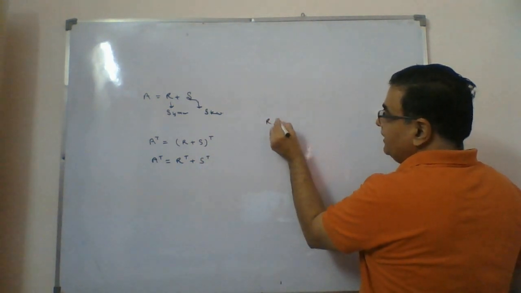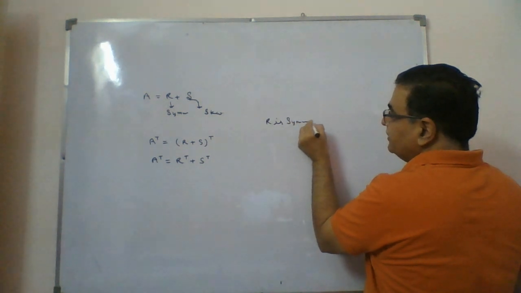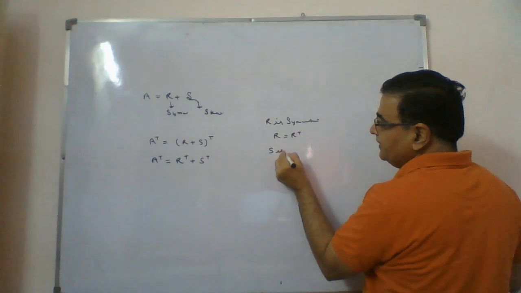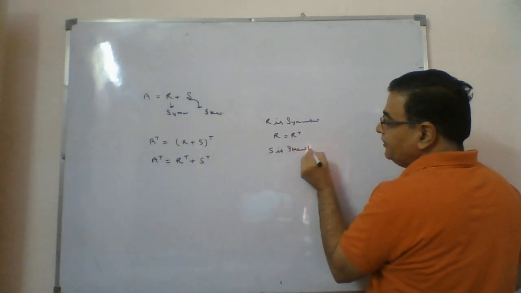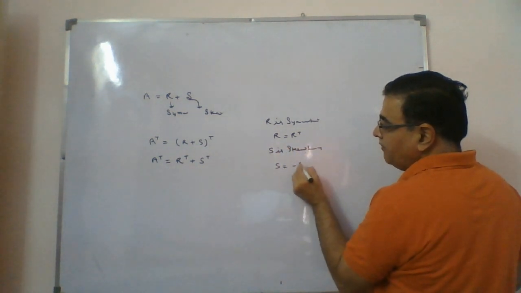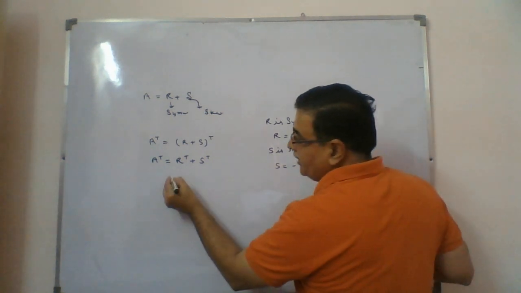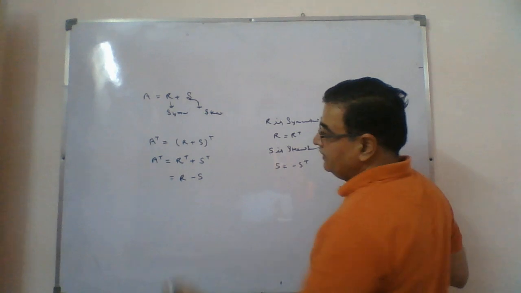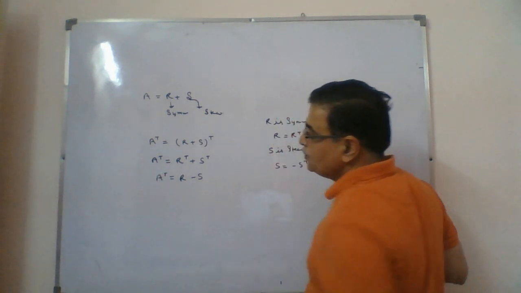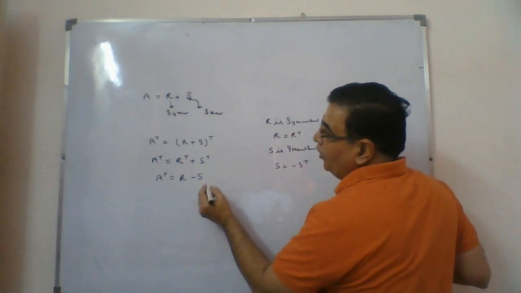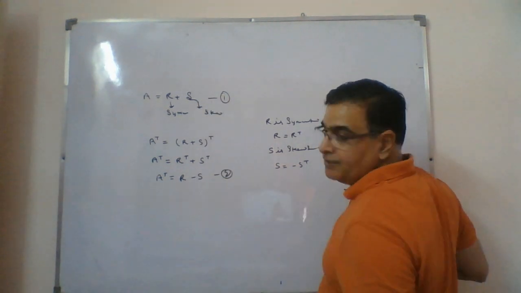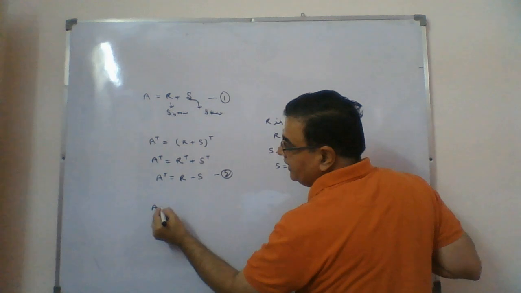And as R is symmetric, that means R is equal to R transpose. S is skew symmetric, that means S will be minus of S transpose. So what I should write here, this will be R only and this will be minus S. That means I got A transpose is this. What was A? This is equation 1, this is equation 2.